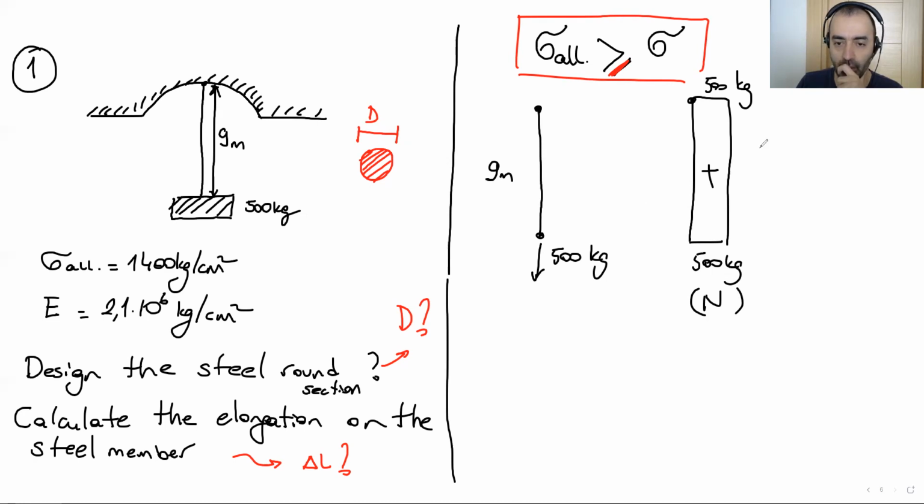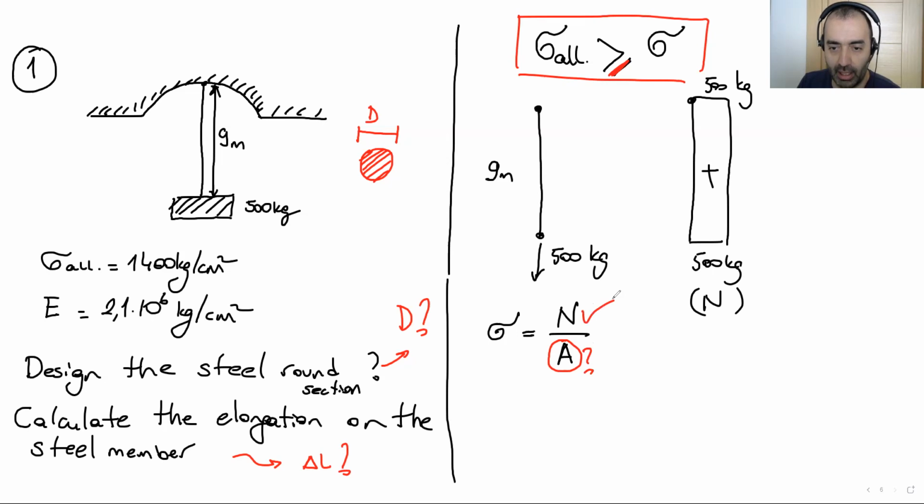So I'm going to design the section using N over A. To find D, I have to find the required area. Okay, I'm going to calculate this one, then I can calculate D. It's easy. If I have the area of a circular area, I can calculate the diameter of that round section. The important part is to calculate the area.